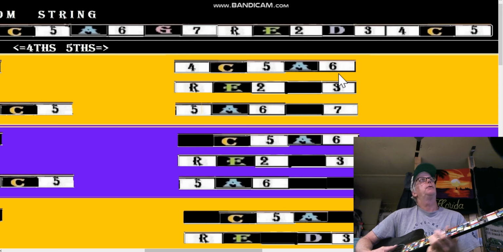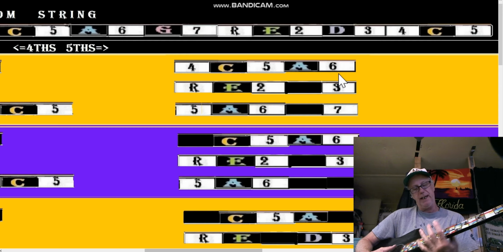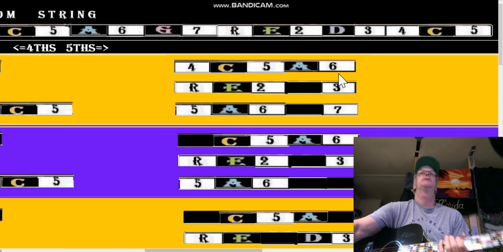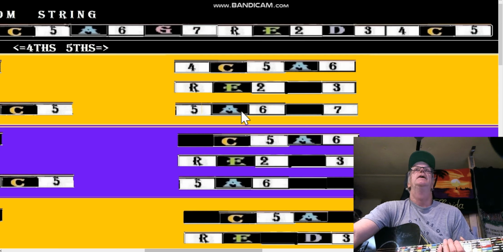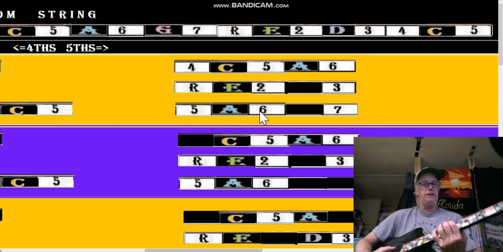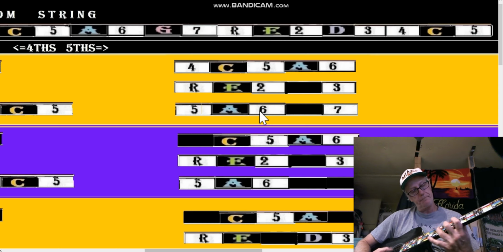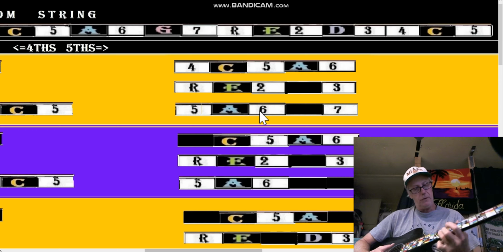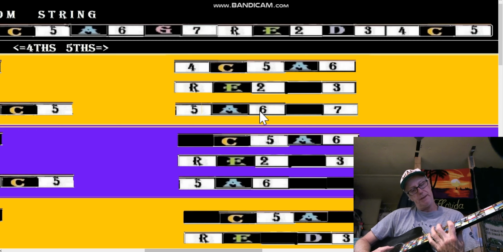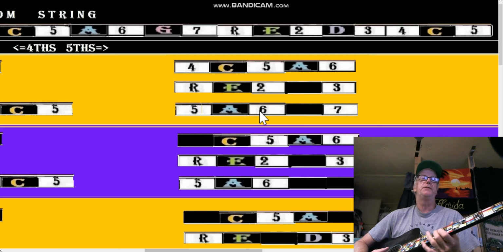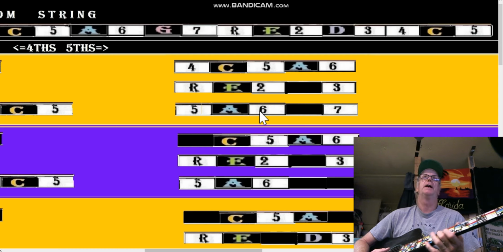Now the question was, is this a cage? This would be like an A cage because it starts on the A shape, right? So the A diatonic is, but this is also the A diatonic. What I mean is the Mixolydian diatonic. I'm calling it the A string shaped diatonic.